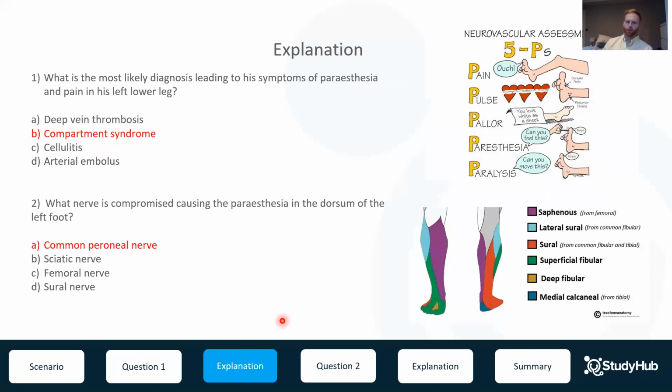So we'll go for the first question to begin with. What's the most likely diagnosis leading to symptoms of paresthesia and pain in the left lower leg? This patient has worsening pain that's quite severe. He's got paresthesia in the left lower leg, which would often indicate that there's some sort of nerve compromise, which happens in compartment syndrome. Now, compartment syndrome is usually a clinical diagnosis.